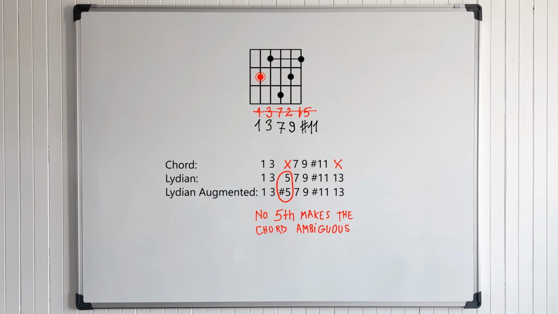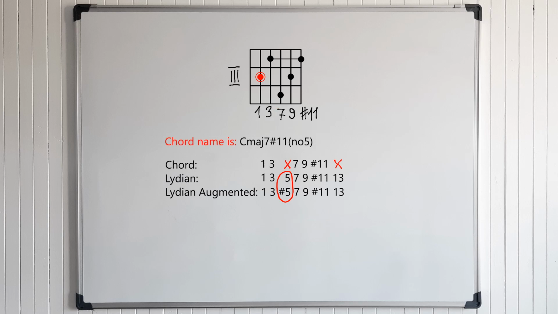Let's compare these chord tones with the Lydian and Lydian augmented modes we have identified as its parent. The absence of a fifth degree allows the chord to act in both contexts because it's undefined. This means you can play any of them over the same chord. And finally, here comes the chord name. C major 7, sharp 11, no fifth.